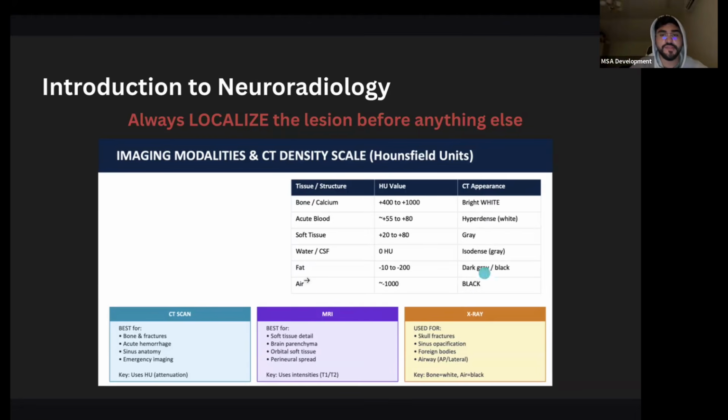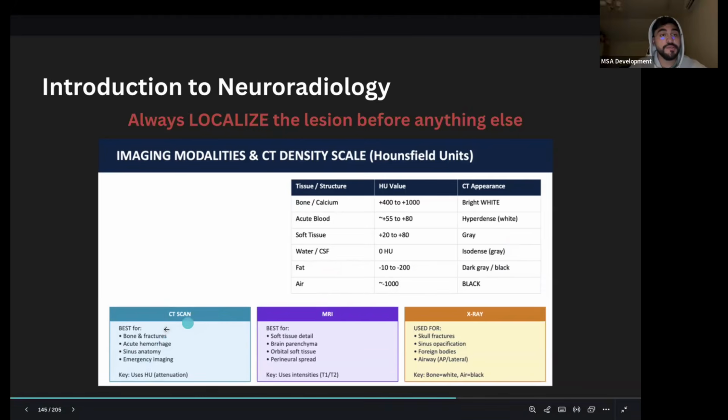This is just a slide to let you know how things appear on a CT scan. Any bony structures are going to be bright white. Any acute blood is going to be hyperdense. Soft tissue is going to appear gray. Water or CSF is going to appear isodense. The fats are going to appear black, and the air is going to appear black as well.